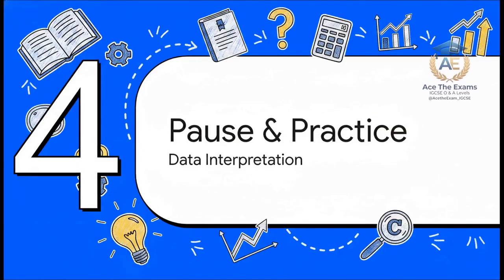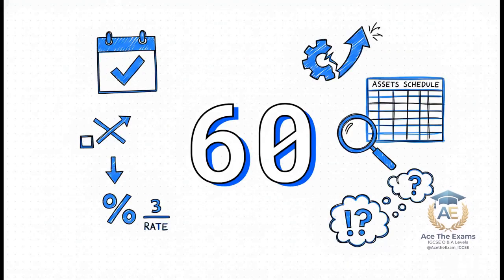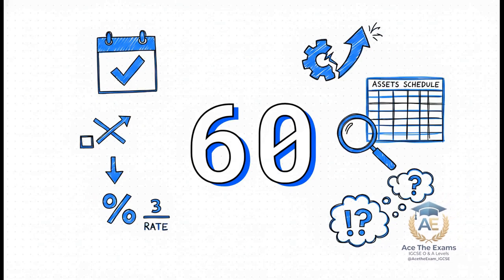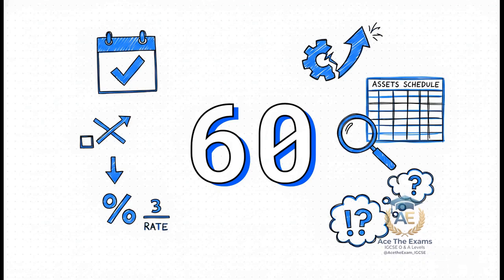Welcome to Part 4, our Pause and Practice workshop. It's time to test your real-time data interpretation. Picture this. You open your exam paper, and you are faced with a complex schedule of non-current assets and a massive paragraph of dense stimulus text. What do you do? You initiate a mental 60-second three-step scan.